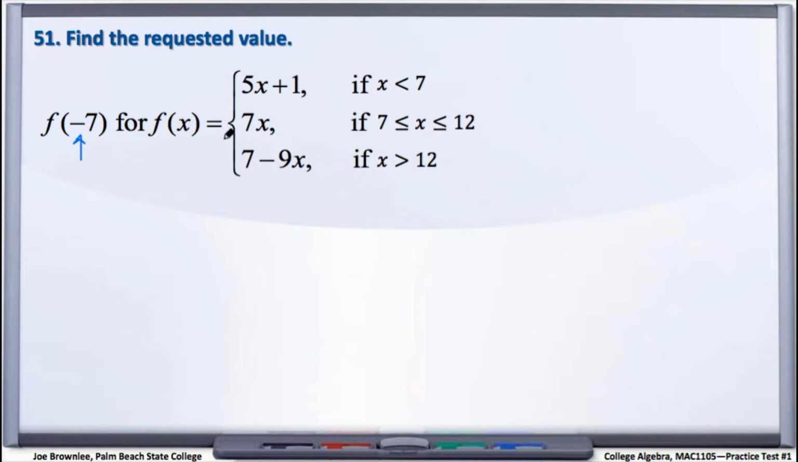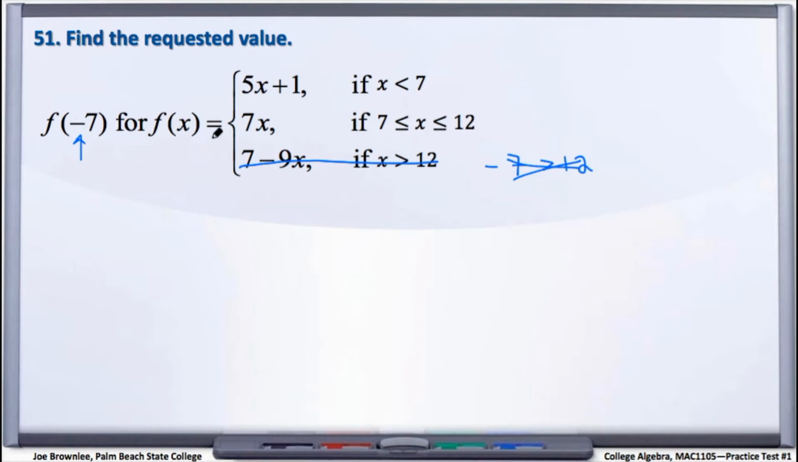So we have f of x equals 7 minus 9x if x is greater than 12. So let's see. Negative 7 is greater than 12. Is that a true statement? Is negative 7 greater than 12? No, that's not true, right? So we can go ahead and eliminate this last piece here.